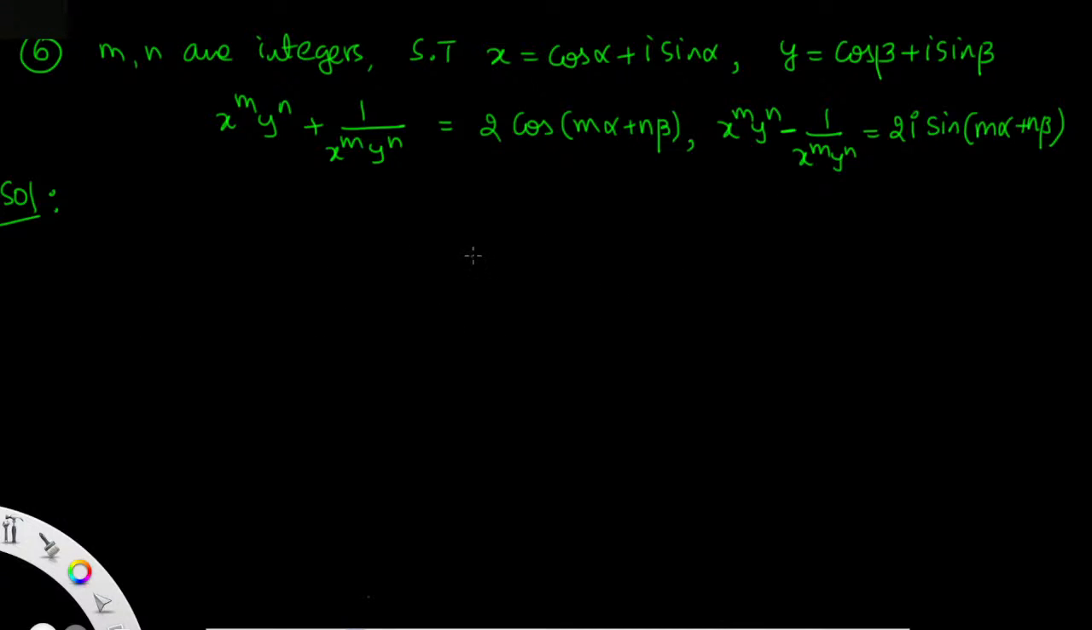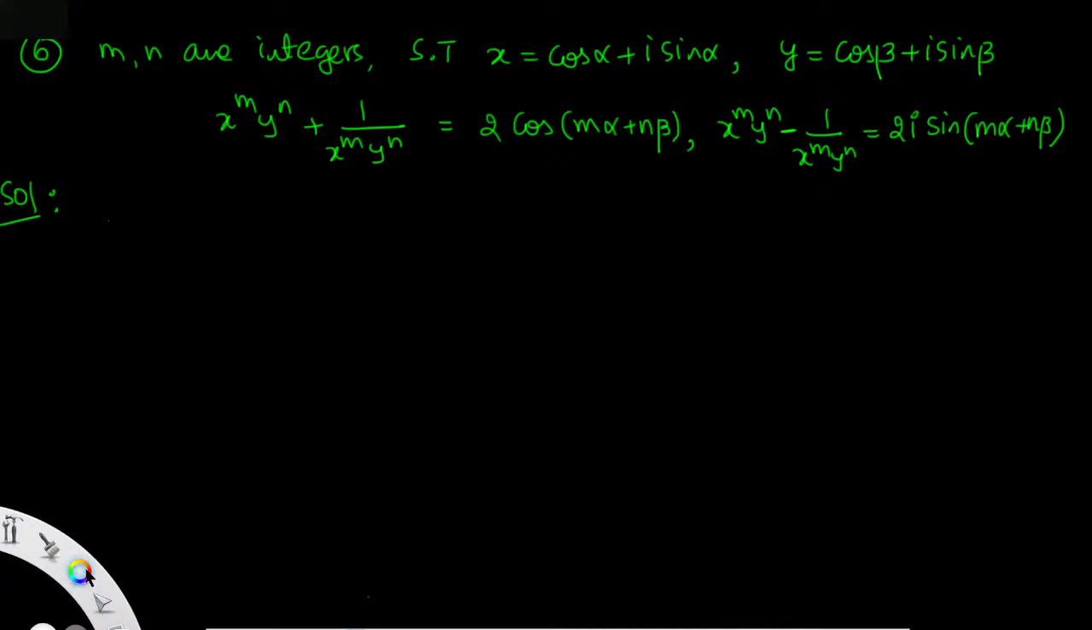The sin terms will get cancelled, and then you get 2 cos(mα + nβ). If it is subtracting, then the cos terms will get cancelled, and you get 2i sin(mα + nβ). That's all. Very easy question. This carries 7 marks. Just apply De Moivre's theorem. Did you understand or not? It's a simple thing.